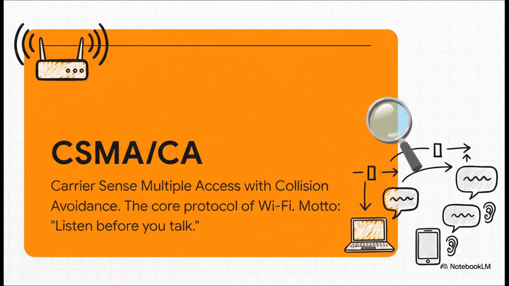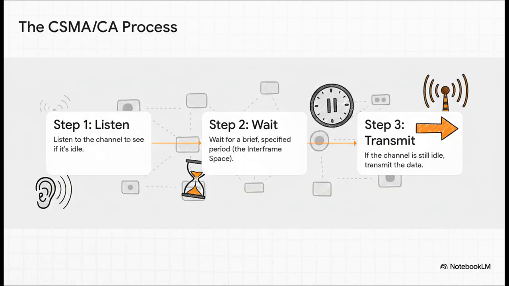Before any device even thinks about sending data, it first listens to the airwaves to see if the coast is clear. And the process is just wonderfully polite. So a device listens, and if the channel is free, it doesn't just jump right in. No, it waits for a tiny, specific amount of time, called an interframe space, just to be double sure nobody else is about to start talking. If the channel is still quiet after that little pause, then it transmits. It's the digital equivalent of not interrupting someone.